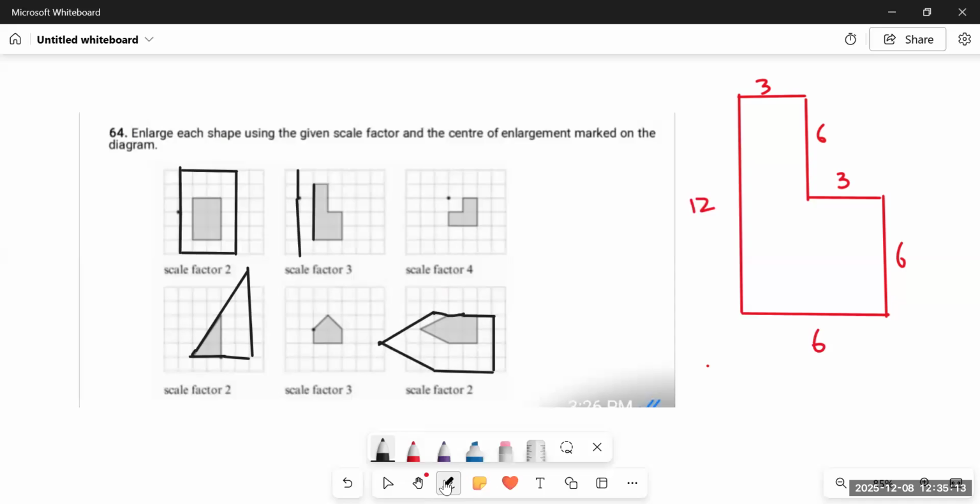That's it, right? So here we have completed questions related to enlargement and rotation and translation and finding the distance between any 2 points. We have completed this chapter.